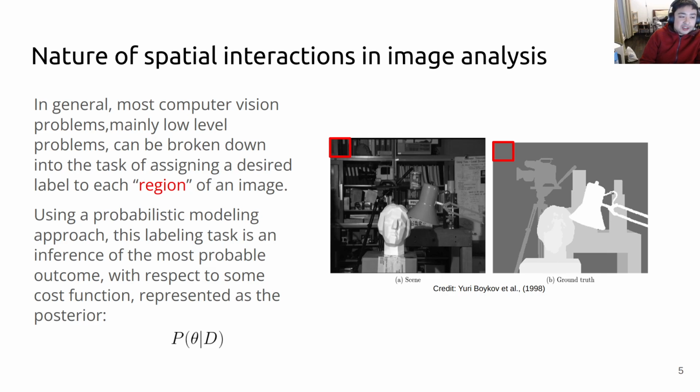And basically, we take a probabilistic modeling approach for this labeling task. And that process is called inference, where we're trying to find the most probable outcome with respect to some sort of cost function. And if you know anything about Bayes' theorem, we represent this as the posterior probability distribution. So it's the probability distribution of the parameters given the data.